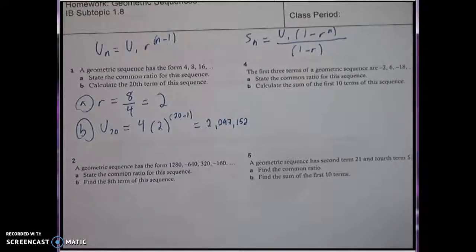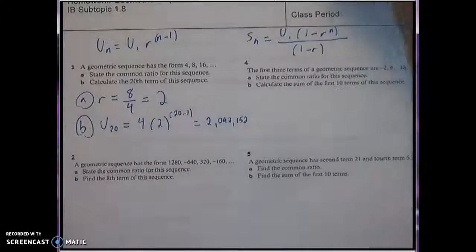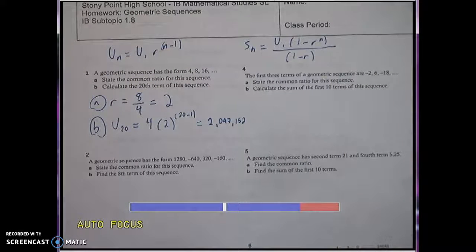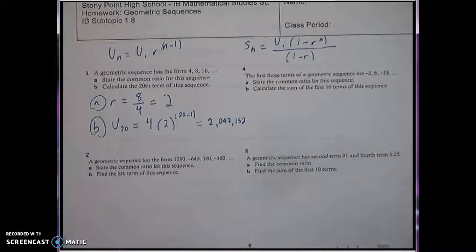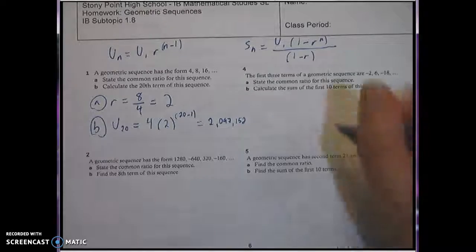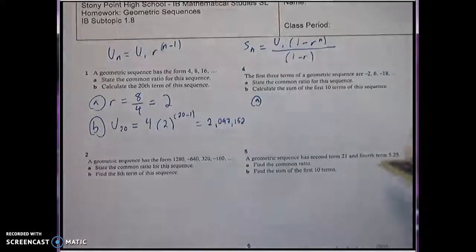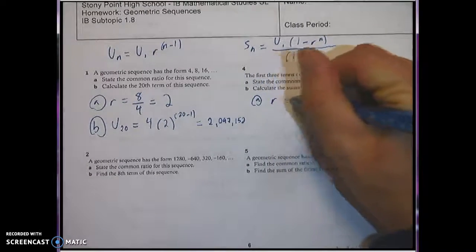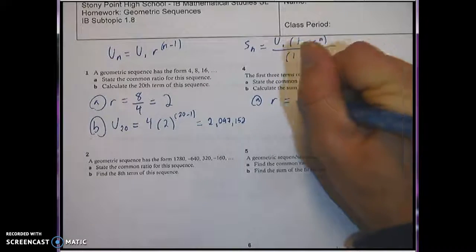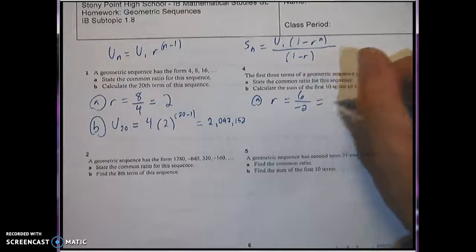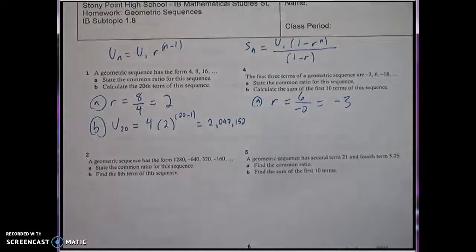I also want to talk about number 4 here. The first three terms of a geometric sequence are -2, 6, -18, and so on. State the common ratio for this one. Again, easiest way to find the common ratio, r, is to just simply divide the first two terms. 6 divided by -2 is -3.